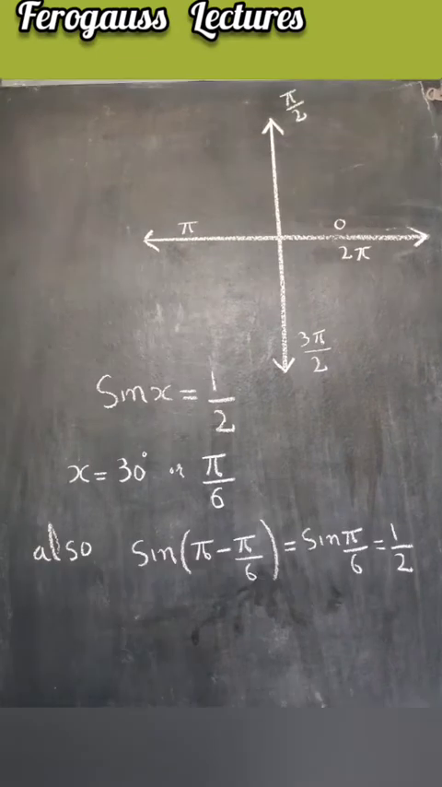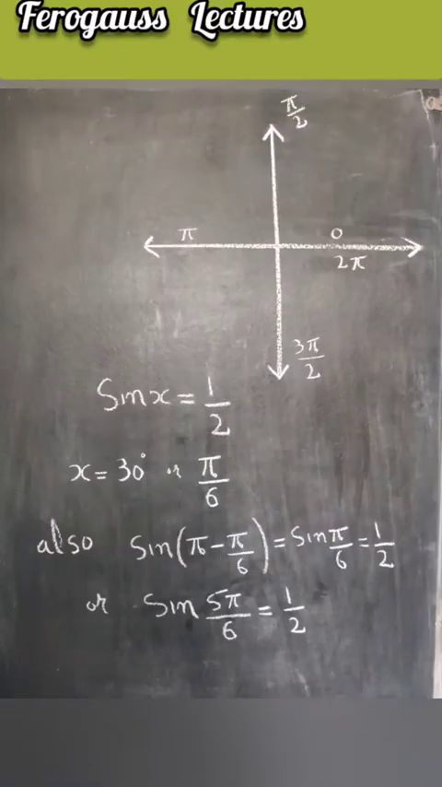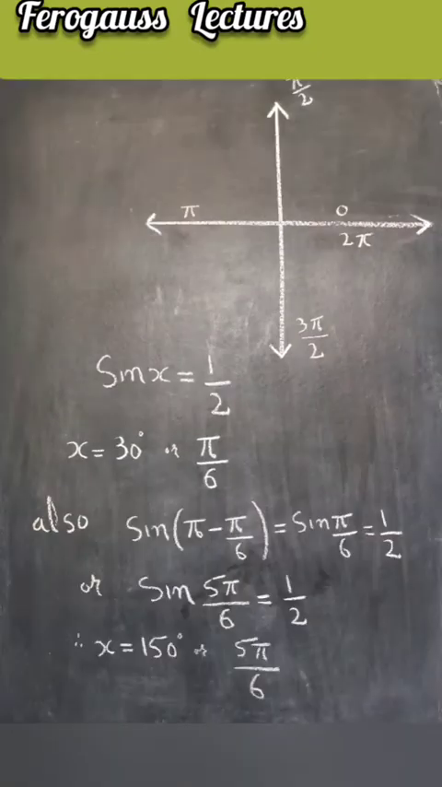We also know that sine of pi minus theta is equal to sine theta. Therefore, sine pi minus pi by 6 is equal to sine of pi by 6, that is equal to 1 by 2. Pi minus pi by 6 is equal to 5 pi by 6. Therefore, sine 5 pi by 6 is equal to 1 by 2. Since 5 pi by 6 radians is equal to 150 degree, therefore x is equal to 150 degree or 5 pi by 6 is also a solution of this equation.